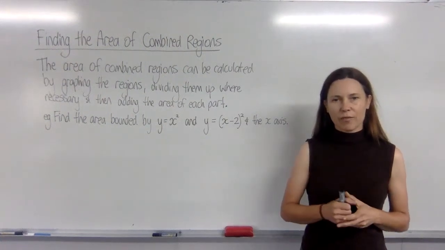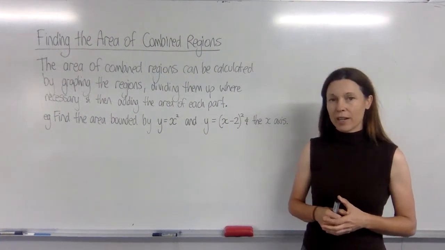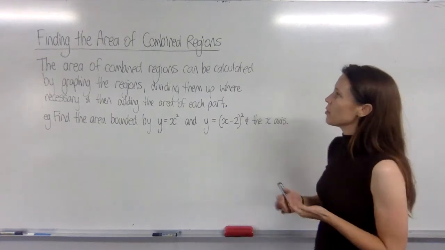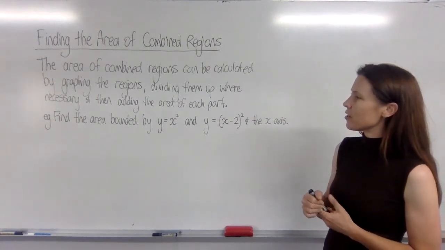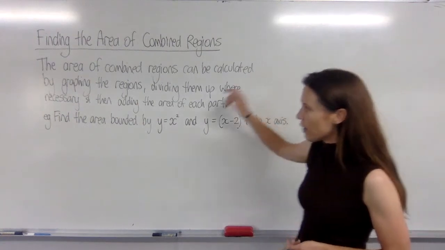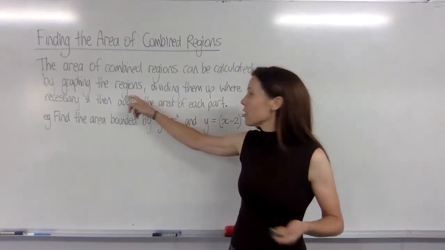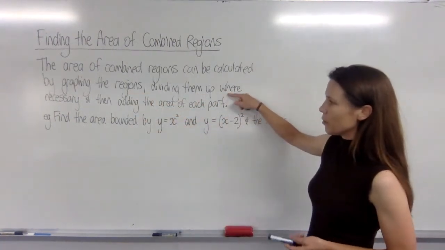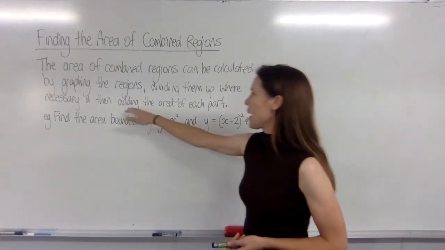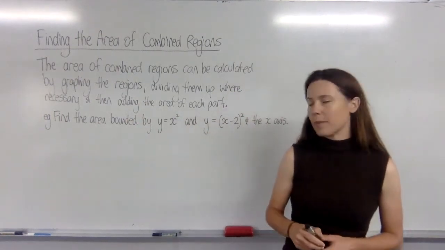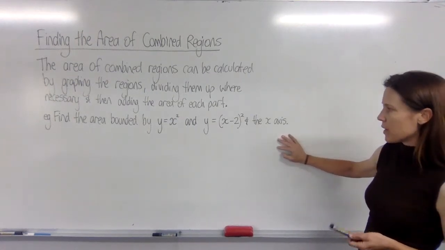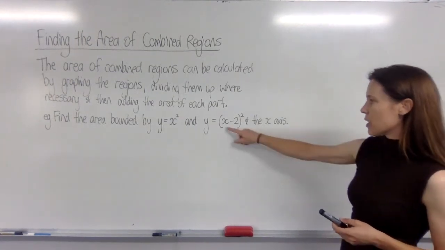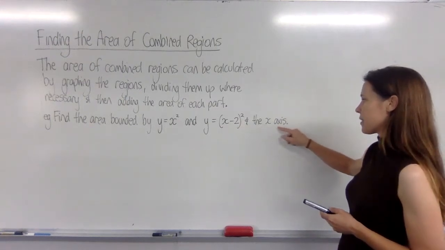Today we're looking at how to find the area of a region that's made up of two or more parts. So we call this a combined region. And the area of combined regions can be calculated by graphing the regions first, always do a sketch, dividing them up where necessary, and then adding up the area of each part. So I've got an example here. Find the area bounded by y equals x squared and y equals (x minus 2) all squared and the x-axis.